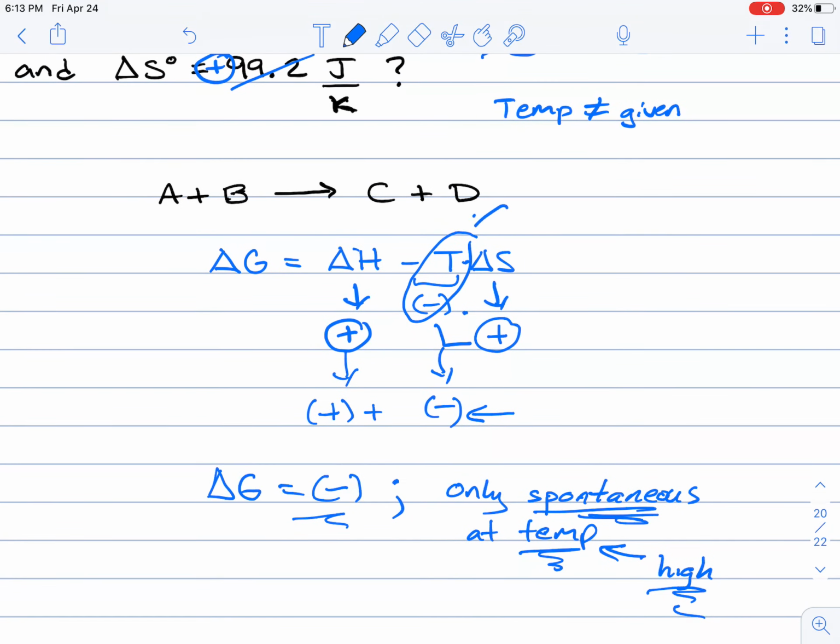So here, if you have a very high temperature, this term is going to be a lot larger, ensuring that delta G is going to be negative.